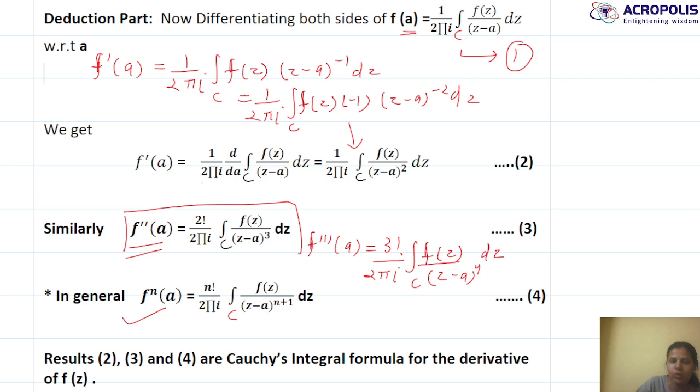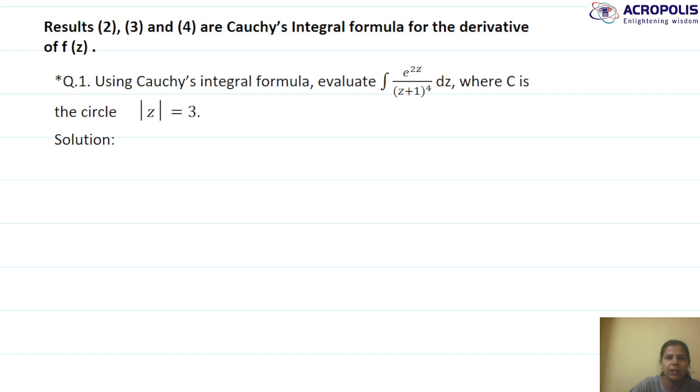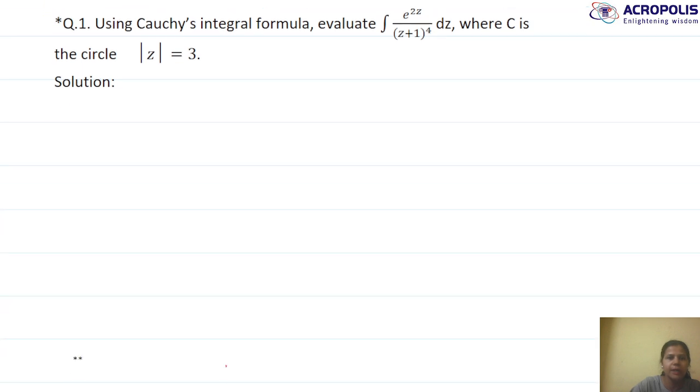So what you need to do: if in the given integral the power of z minus a is 1, simply apply equation first, Cauchy's integral formula. If the power is greater than 1, that is z minus a whole square, z minus a whole cube, z minus a to the power 4, or in general z minus a to the power n plus 1, you can simply apply the derivative formula for Cauchy's. Okay, so let us understand more clearly with the help of an example.